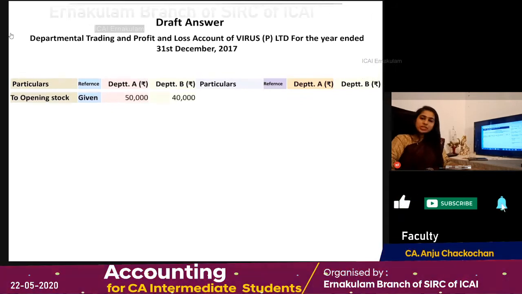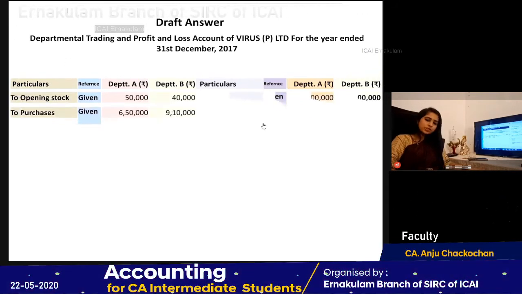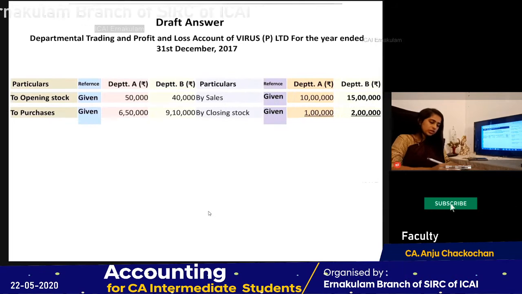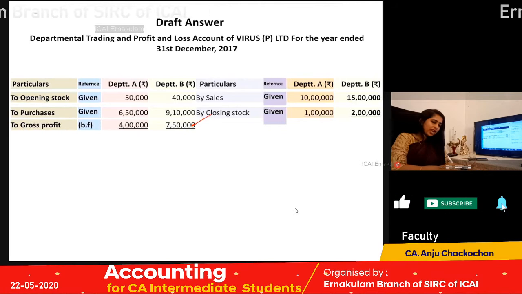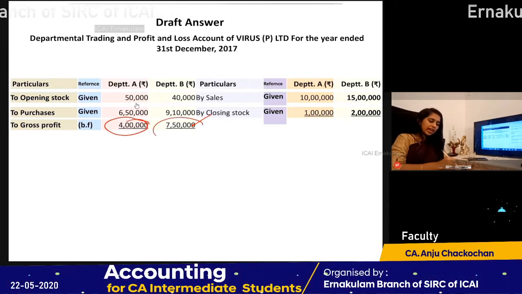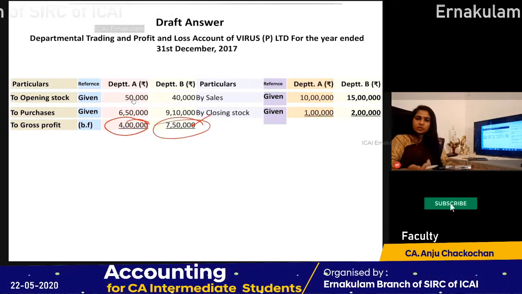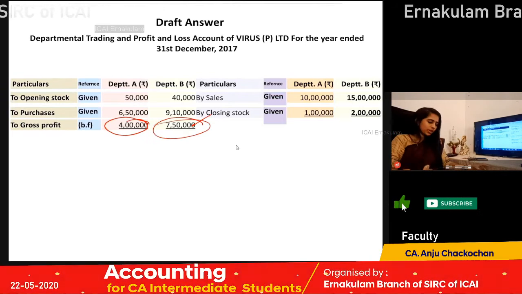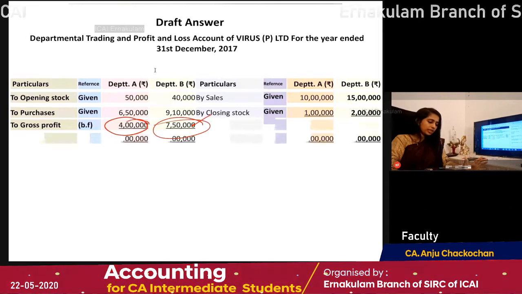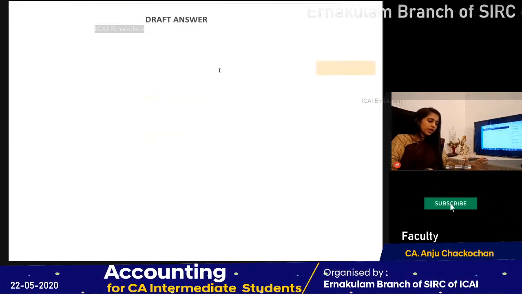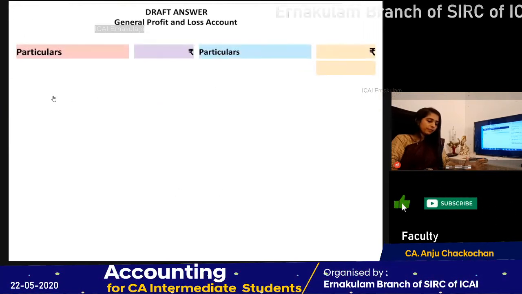All right. So let's see if that is the answer. The opening stock is straight away given in the question. Purchases is given in the question. Closing stock is given in the question. And then we just have to balance it. You get the final answer as 4 lakh and 7 lakh 50,000, which is absolutely the same answer as you said. Okay. So this is the departmental trading account, and then we have the totals. All right. So now the general P&L.